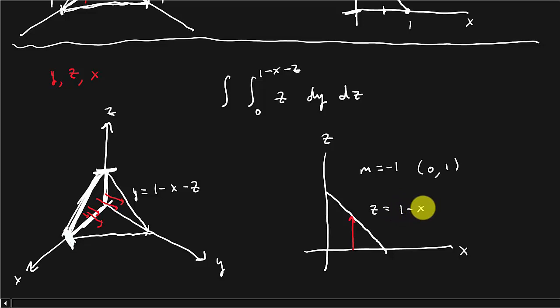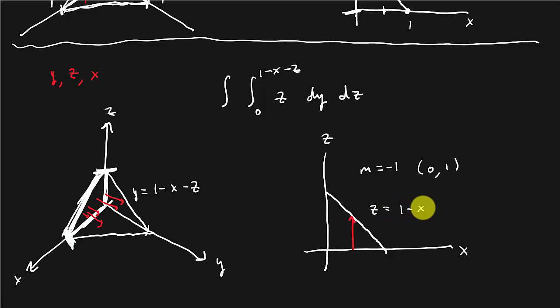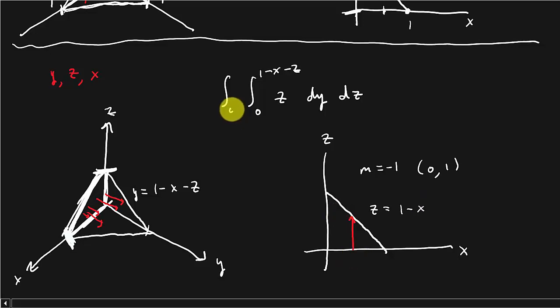All right. Now, what's going to be my limits? Well, I'm going to go from 0 up to this line on the z-axis. So what is z? z is 1 minus x. z is 1 minus x. And then we go along the x-axis. That's from 0 to 1. So that's 0 to 1. And then we've got the dx. Okay. So there's that one set up.